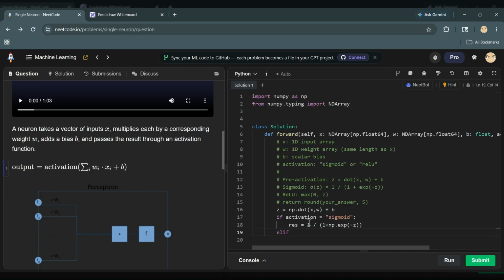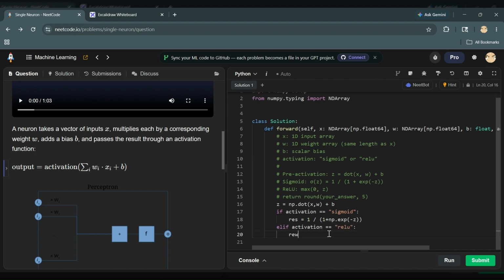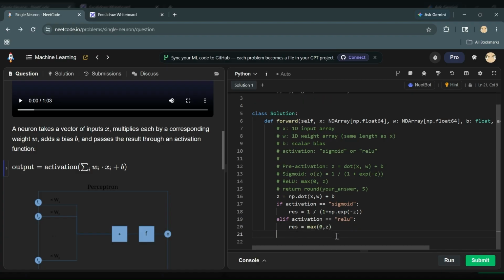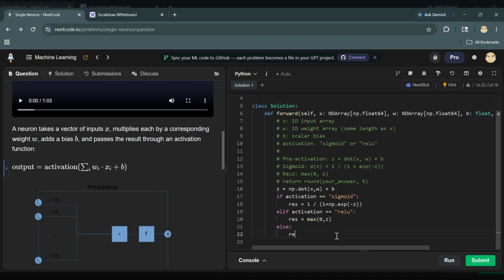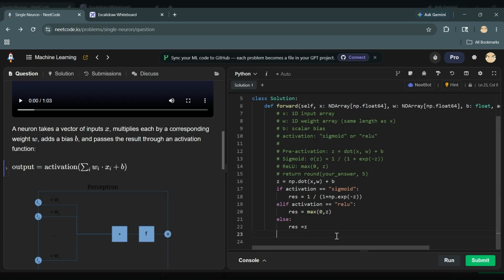And if the activation is relu, I think we need to use 2 equals. If the activation is relu, we'll just keep the max of these two, 0 and z. If there is no match, let's keep the result as z, and let's return the rounded value of the answer up to 5 decimals.